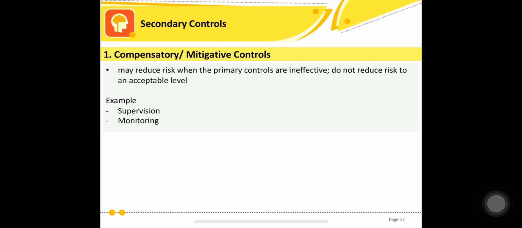So, if the primary control is ineffective, your guard is ineffective, so the supervision can help. Pwede siya maging reliance mo for you to have a saving grace for the effectiveness of your primary control. I hope it's clear. Again, kay compensatory, primary ineffective, therefore you have another secondary control na compensatory control, your saving grace.